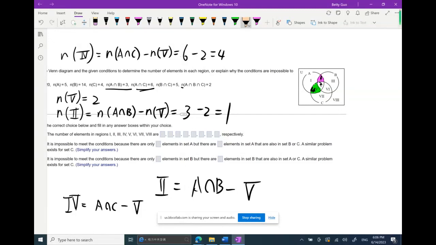And let me color the center of the flower as orange. Okay. And now let's consider set A. I am tracing the boundary of set A, this red circle, right? How many elements are in set A?